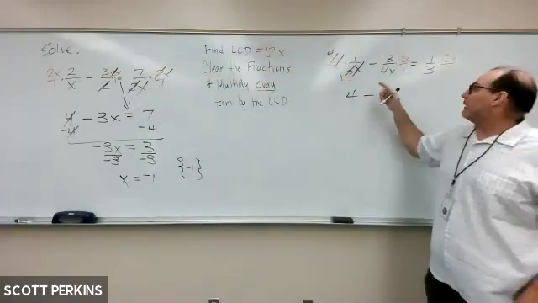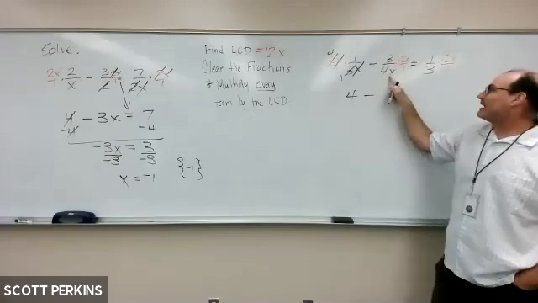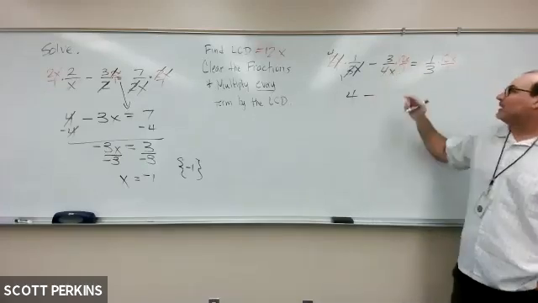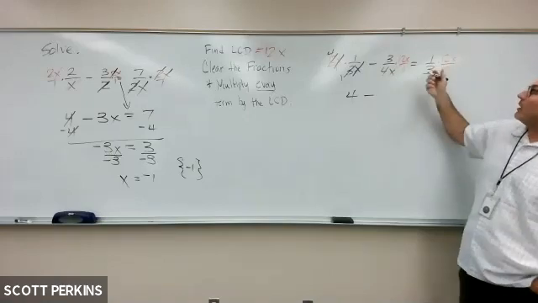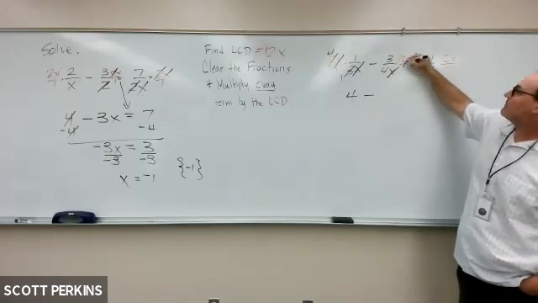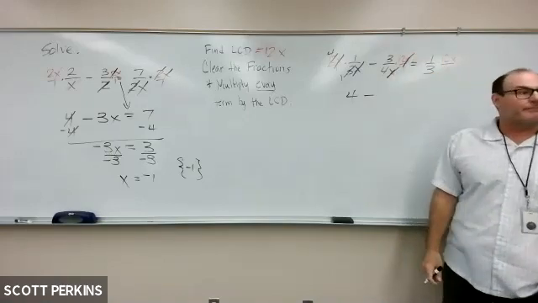The second term right here. I've got 3 over 4x times 12x over 1. So again, I think we'll all say that the x's cancel. But what else cancels on this one?